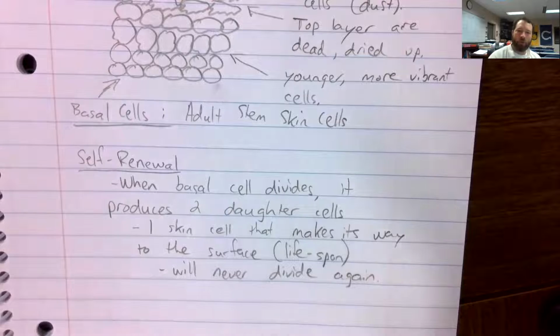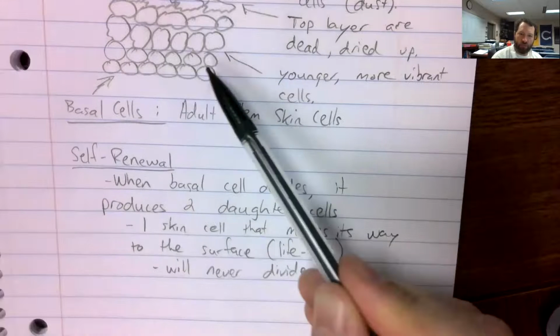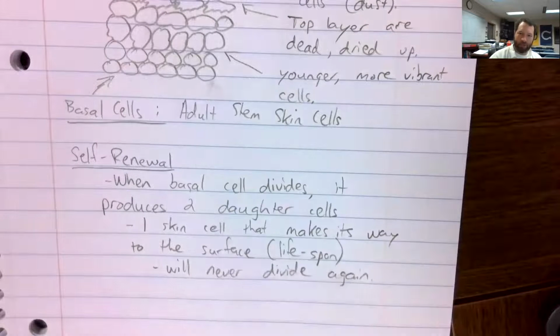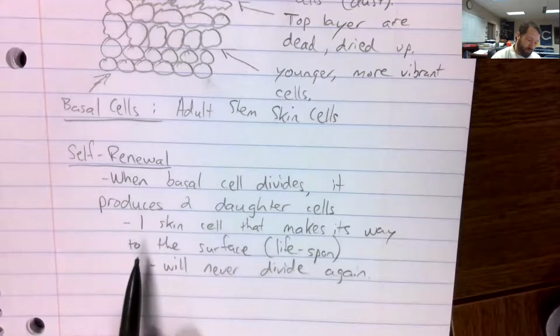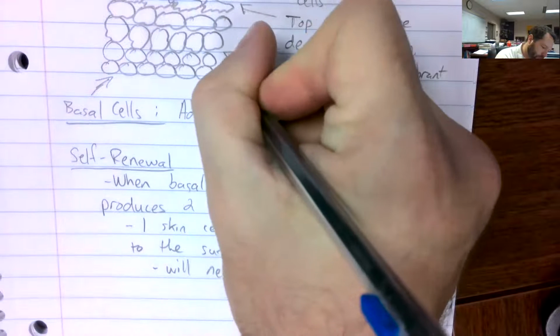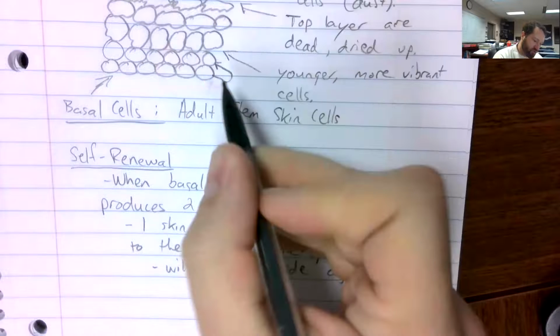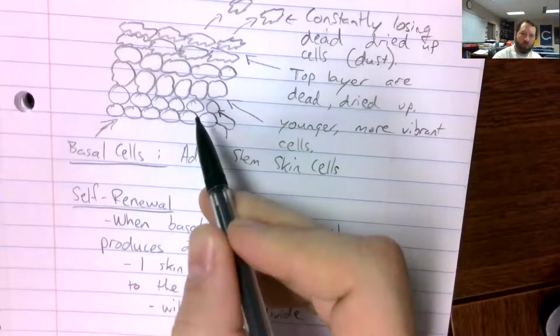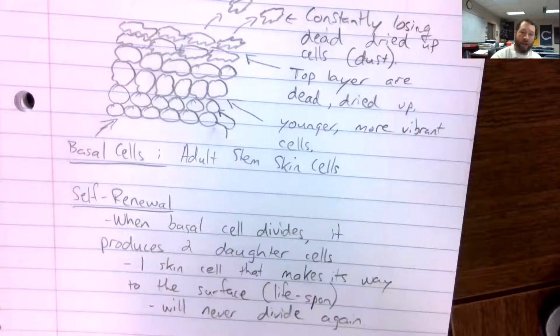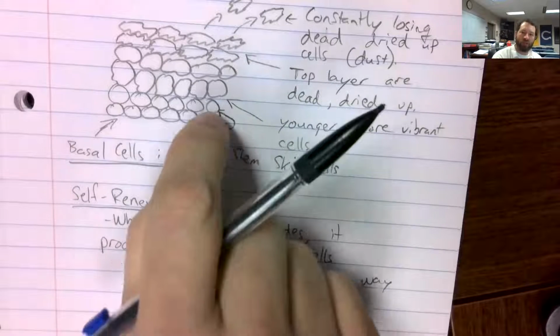All right. So when your basal cells divide, again, here's your basal cells, this bottom layer of skin cells, they're going to produce two daughter cells. So here's your division. It's going to produce two cells. One of them is a skin cell. It's going to start making its way up to the top of your skin. So it's going to go live its life as a skin cell.